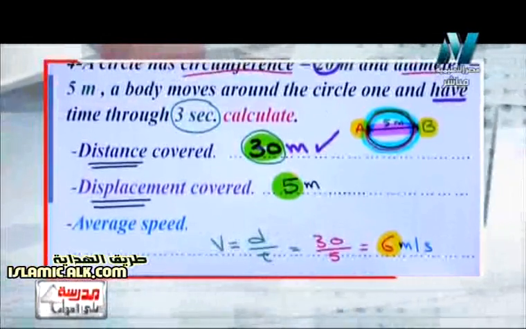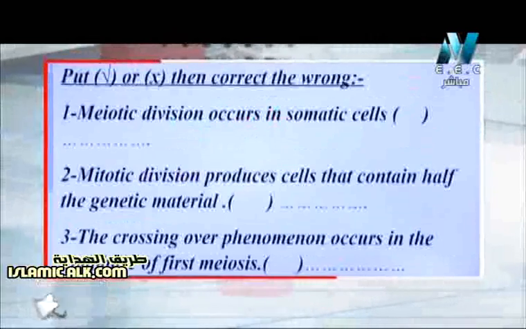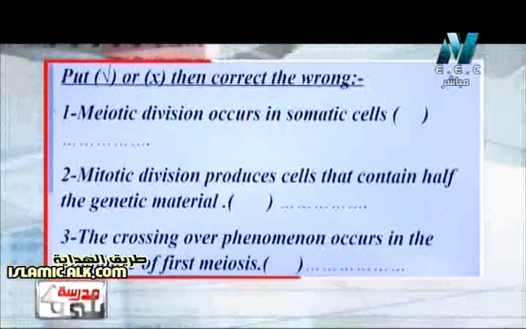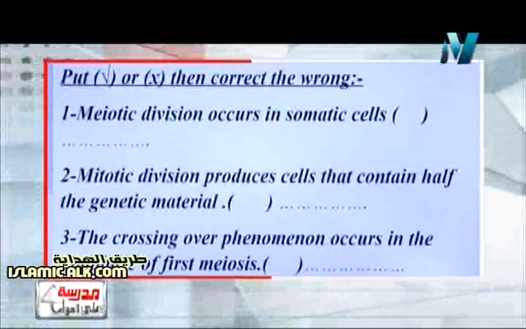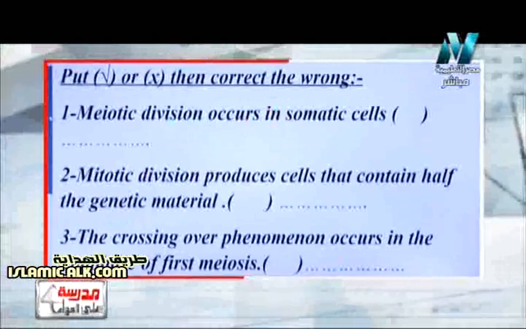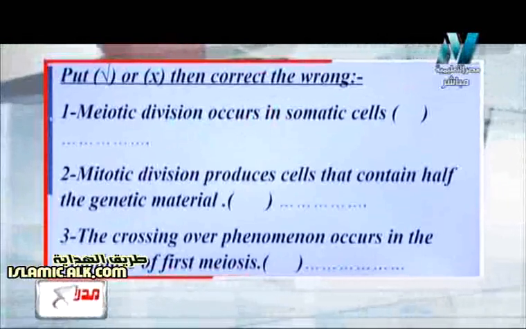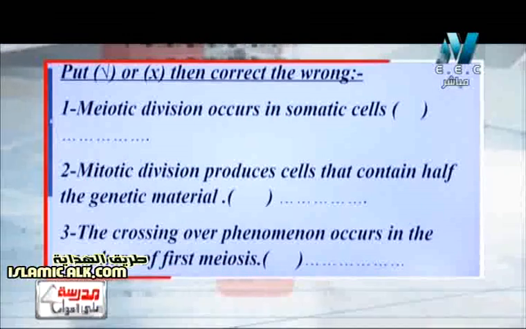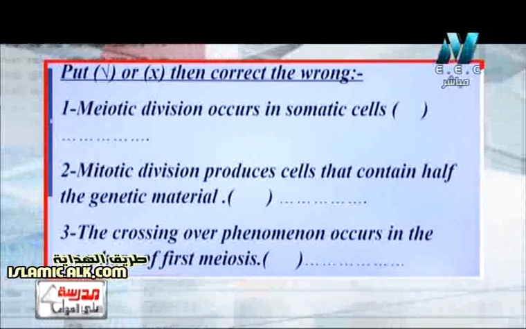Next question here. Put right or wrong, then correct the wrong one. Mitotic division occurs in somatic cells.